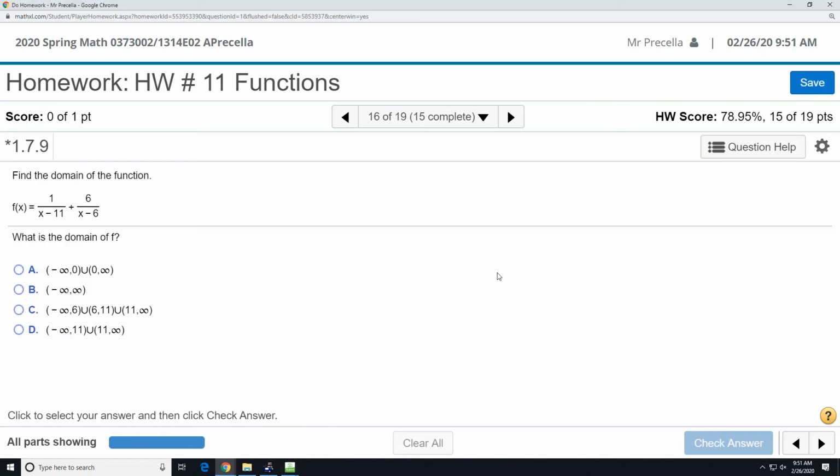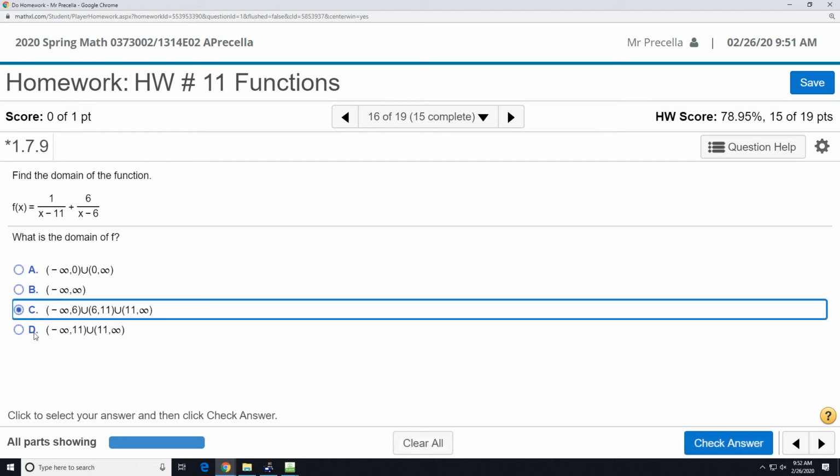Which one is it? Okay, answer A is all numbers except 0. That wouldn't be it. It's certainly not B. You would use B if there were no fractions or square roots. And you have fractions here. Is it C? Yeah. D would be all numbers except 11.